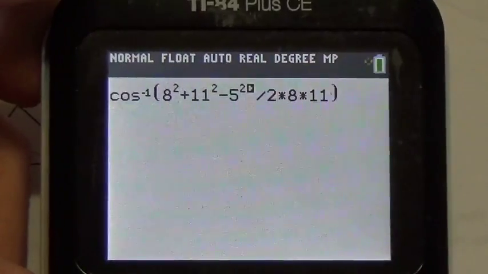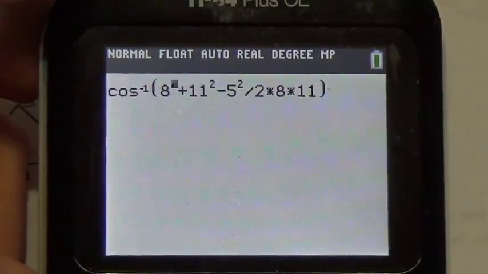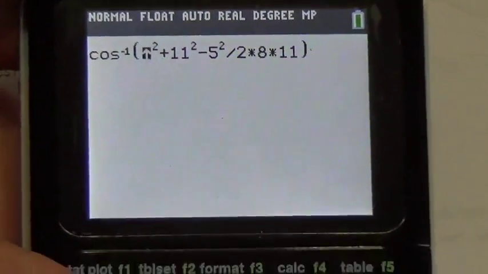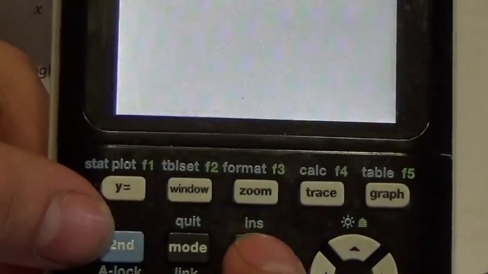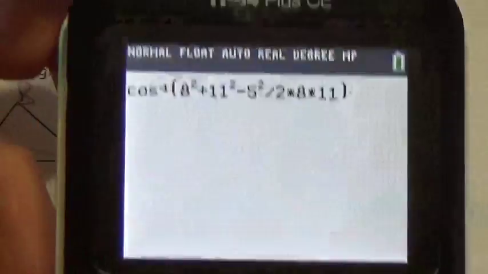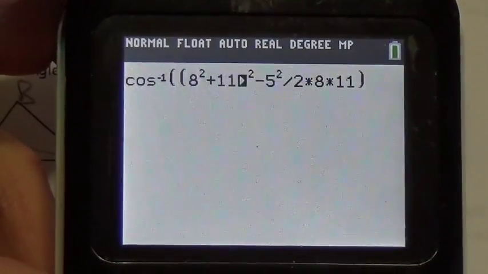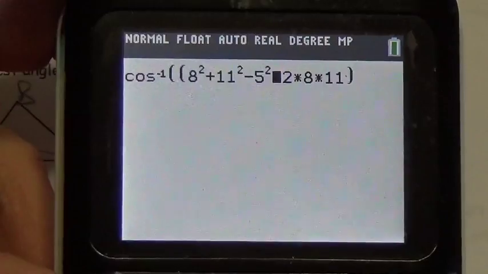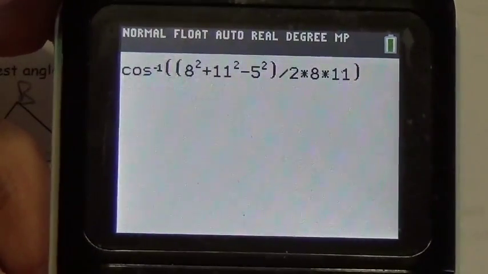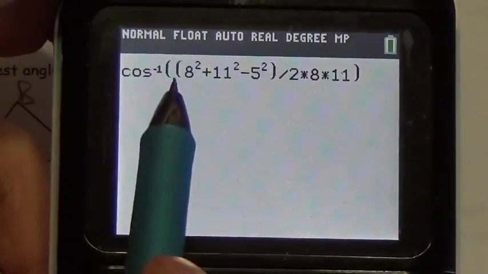Well, actually, I didn't need to because I just came back to that. What I need to do here is insert, and I do that by pressing second and then delete. The above the delete is the insert. And I'm going to put a set of parentheses in front of the 8 squared. And I'm going to put a set of parentheses behind the 5 squared so that the numerator is in brackets.